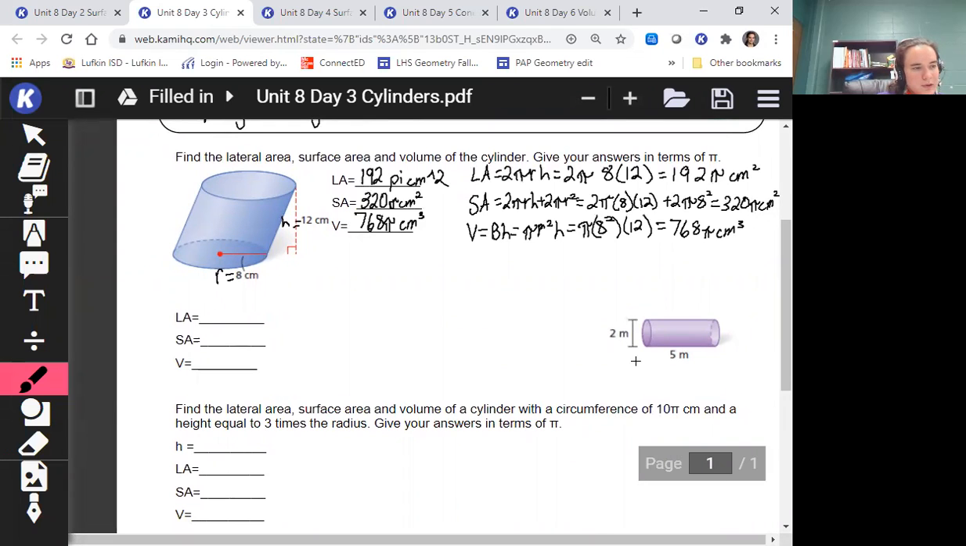Okay, our next one, doing the same thing. Our diameter is 2, which means we need to divide 2 by 2 and get 1 for our radius, and our height is 5. Remember the formula for lateral area is 2 times pi times the radius times the height. So 2 pi times our radius, which is 1, times our height, which is 5. And 2 times 1 times 5. And that gets you 10 pi meters squared.